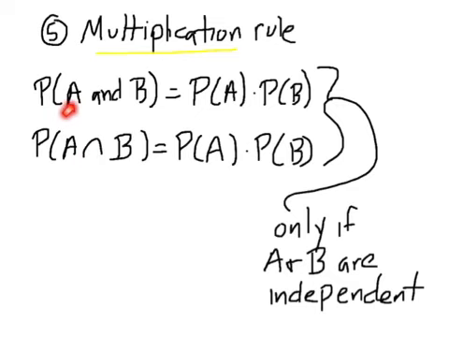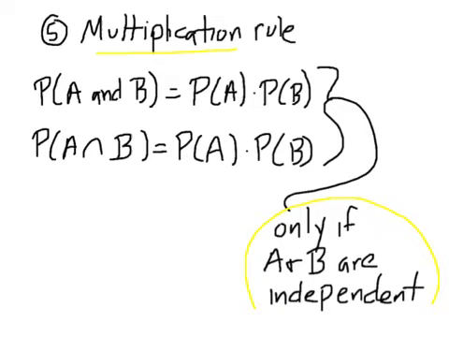And the probability of A and B is the probability of A times the probability of B, right? It's called the multiplication rule because this is A times B. And like before, I give you a caveat, which is only use this formula if A and B are independent. Remember, independent means one outcome does not influence the other.